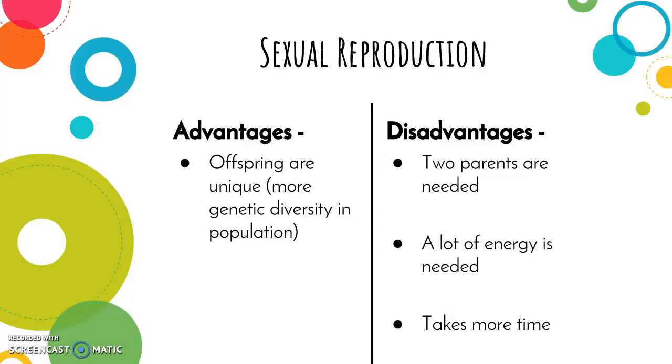So there's one main advantage to sexual reproduction, and that's that the offspring end up being unique because of meiosis, which gives us such a variety in our population in characteristics. But some disadvantages are that they need two parents, which requires energy to find another parent, and it takes a lot more time than if I can just divide and clone myself like I could with asexual reproduction.